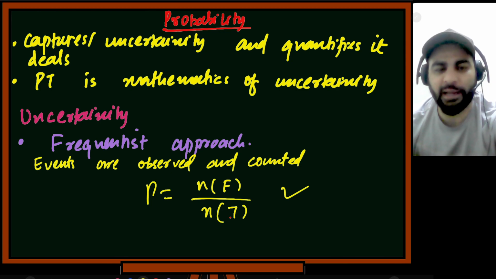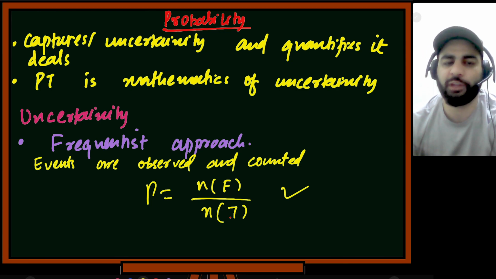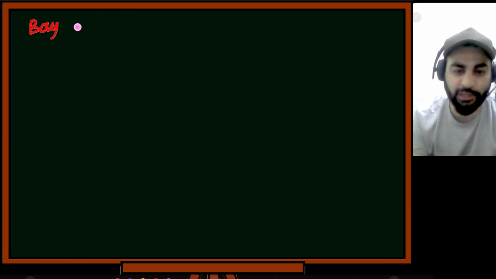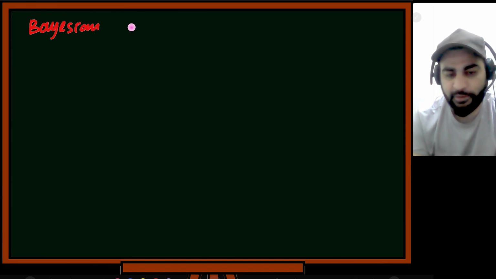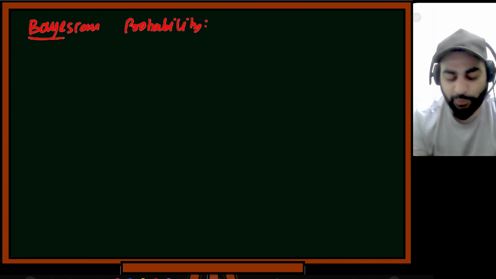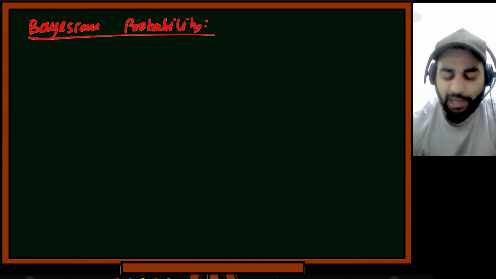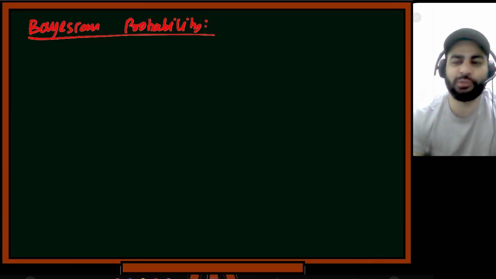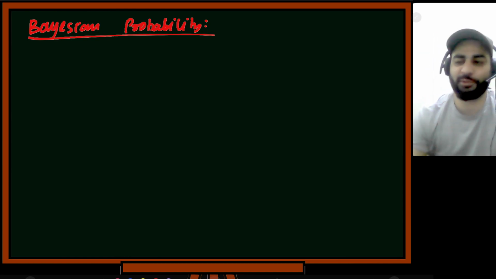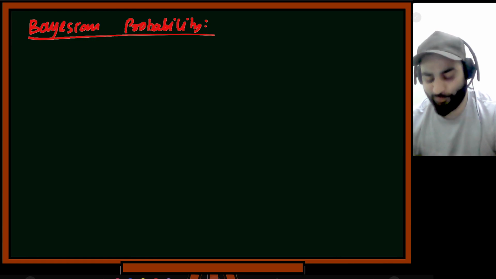Now the second model of probability, or second school of thought, is called Bayesian probability or the Bayesian approach. They are really beautiful. Please focus here, this is really important. How I would like to introduce this topic is I'll ask you a question and you'll have to answer me, and I'll see which probability approach you use.